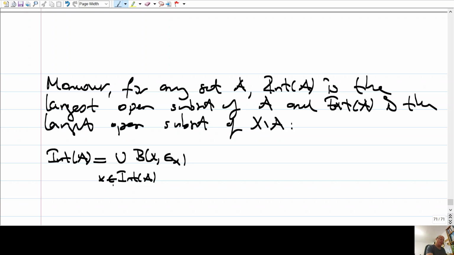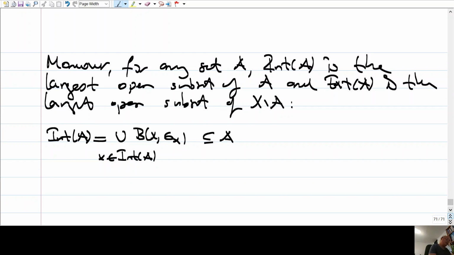Every point in the interior contains a ball that lies inside A. Each ball lies inside A, and the interior is the union of all such balls. Therefore, the interior is the largest open subset of A contained in A. And the exterior is the largest open subset of X contained in X minus A.